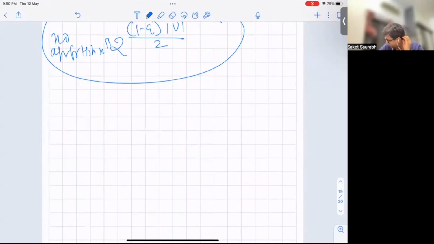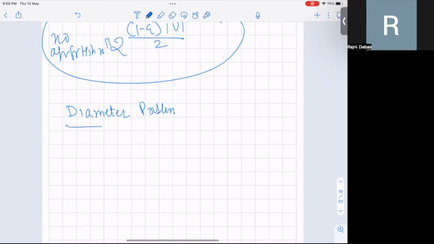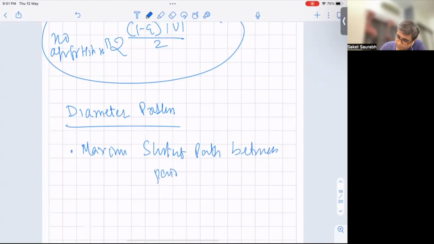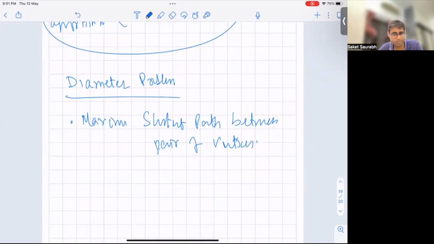How many of you know the diameter problem? Do you know the diameter problem? Okay. Diameter is the maximum of the shortest path between pairs of vertices. Do you understand what I'm saying? For every pair of vertices, you find the shortest path, and then you take the maximum of this. And if you're given an n vertex graph, you can do it in big O of n squared time.